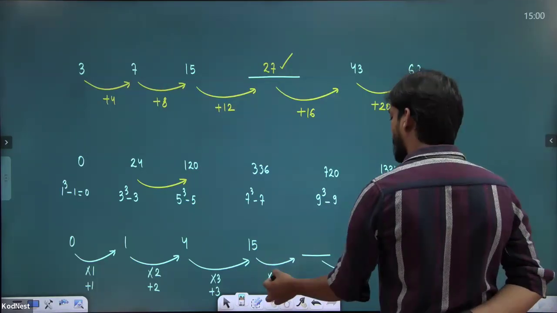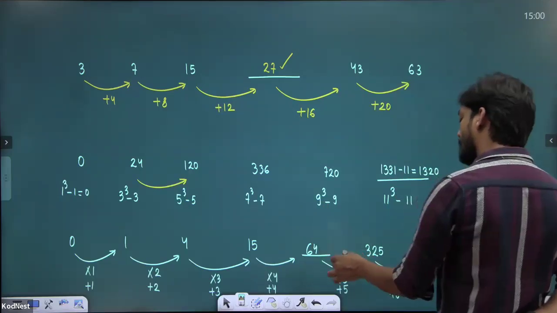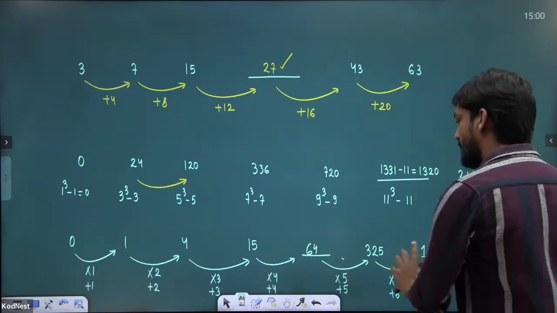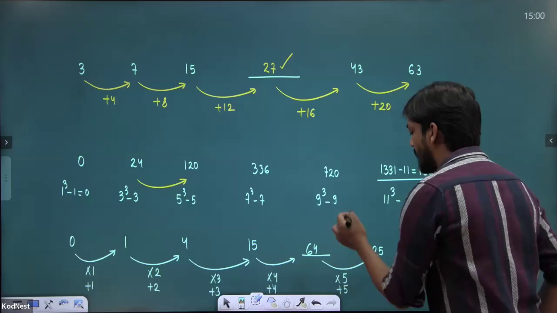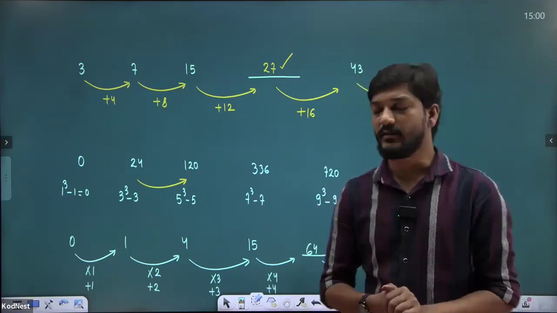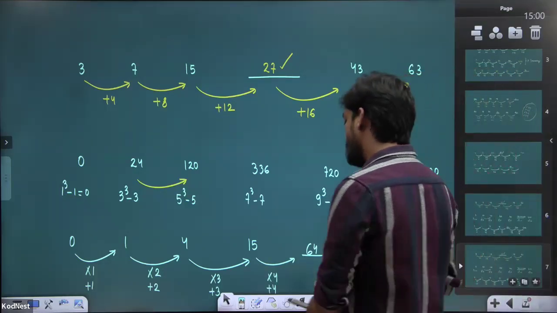Okay, 15 into 4, 60, 60 plus 4, 64. 64 into 5 is how much? 320 plus 5, 325. So yes, it is working out. Just carefully try to answer.